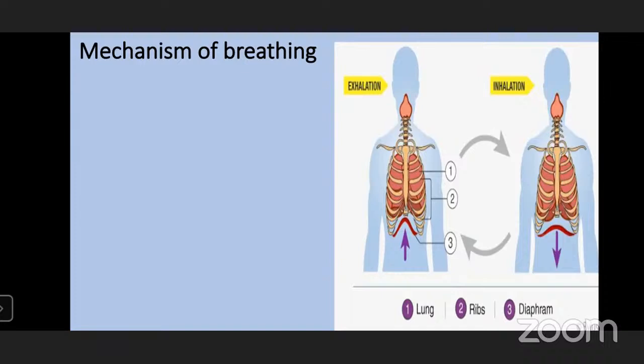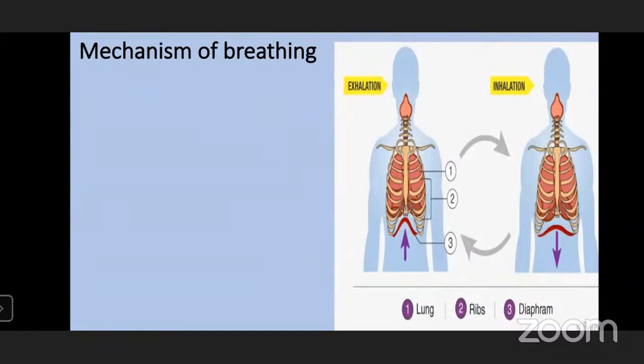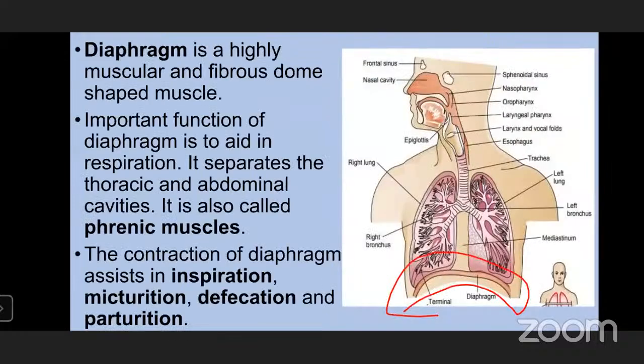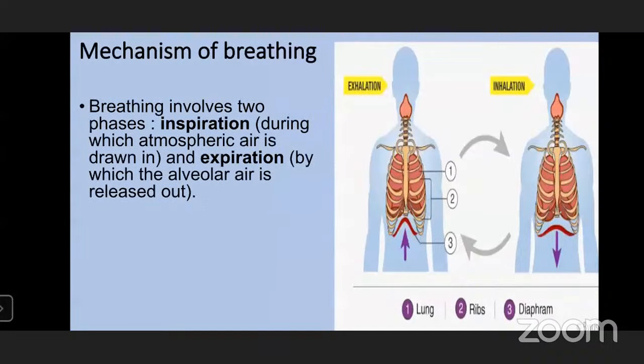The next is mechanism of breathing. So till now we have seen the structure of different organs of the respiratory system. Now we have to see how exactly the breathing mechanism occurs. Here we are going to discuss only breathing. We are not discussing the respiration part, which is internal respiration. Here we are discussing only the external respiration, that is breathing.